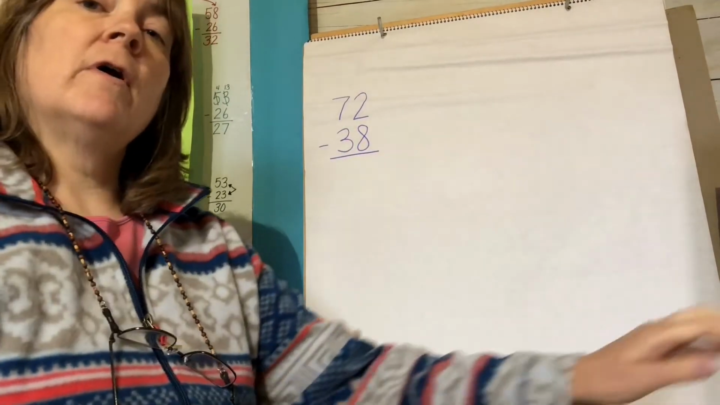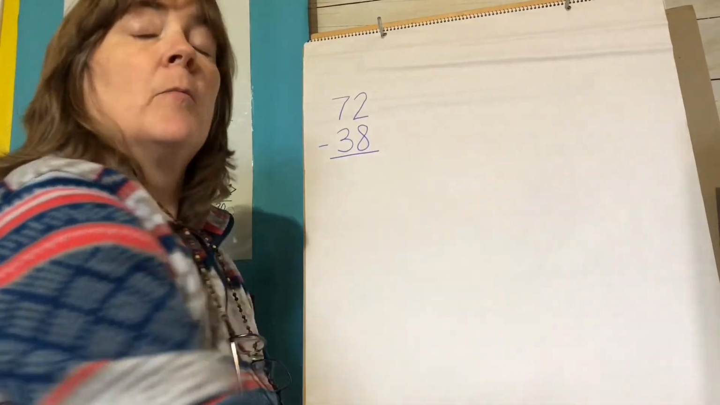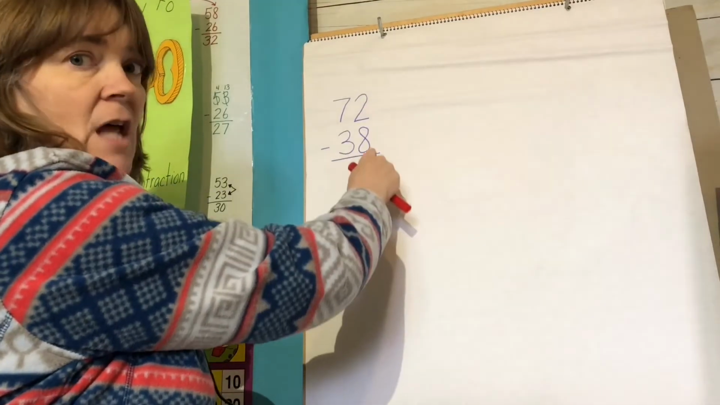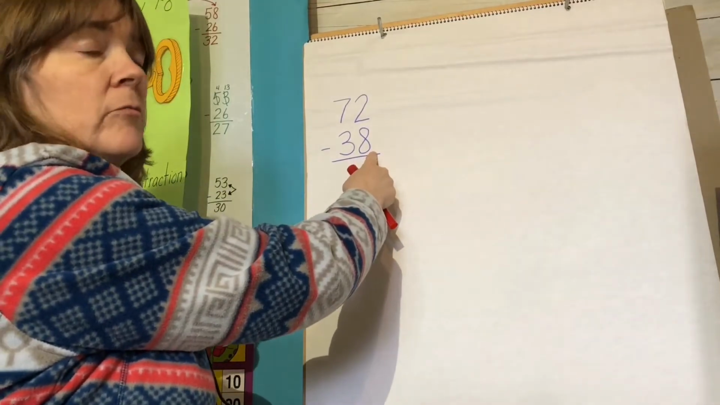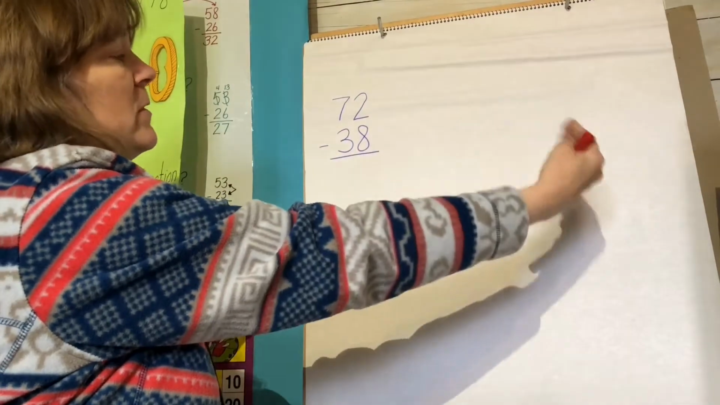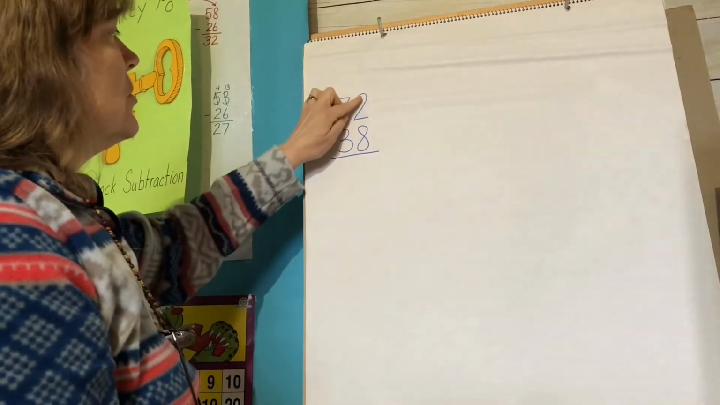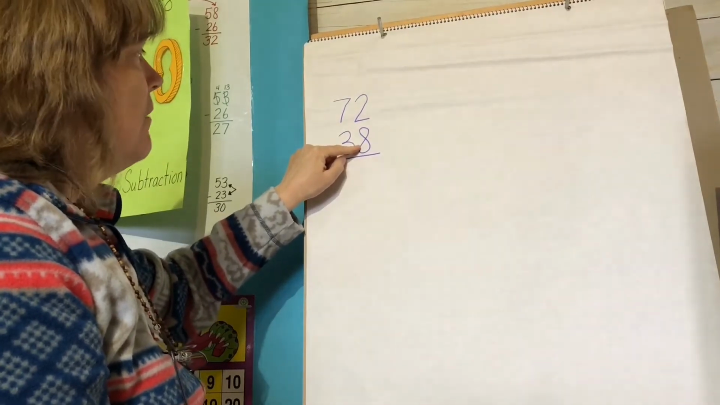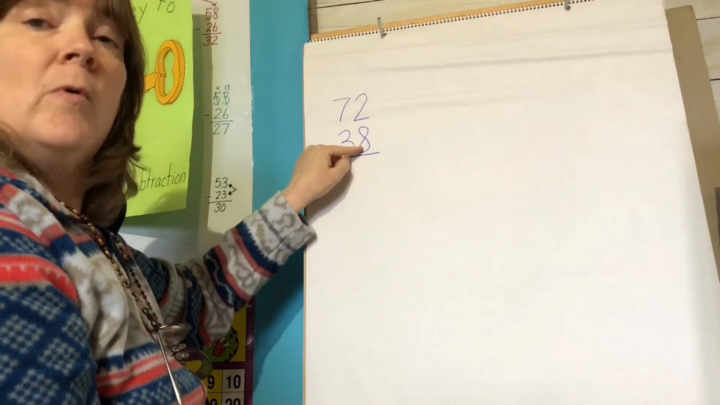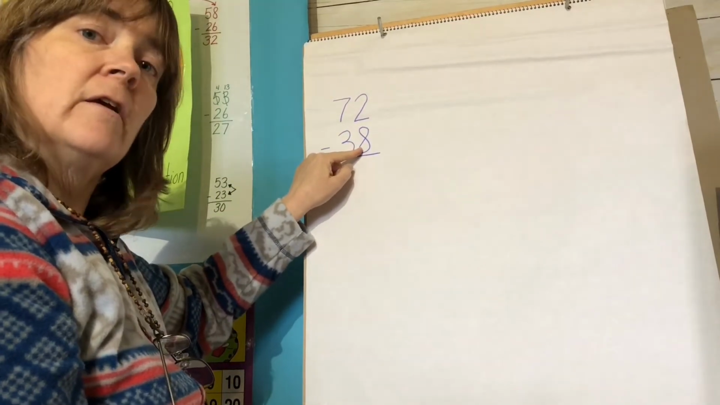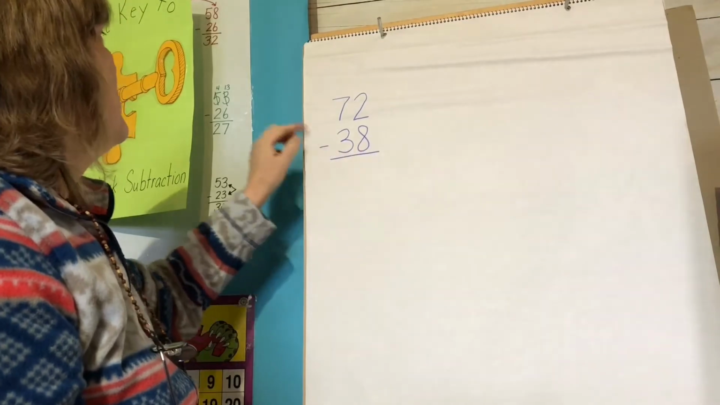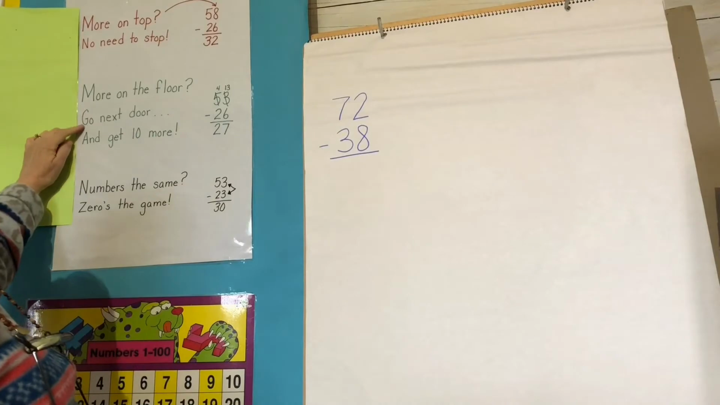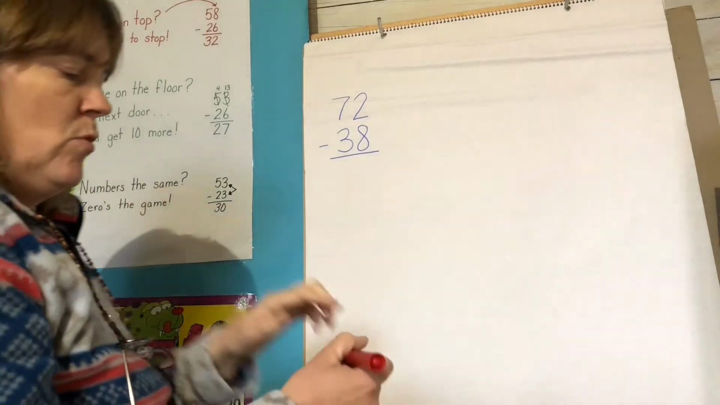And so, whenever I'm going to do a multi-digit subtraction problem, I know I'm always going to start on the right-hand side. It's the opposite of reading. On reading we start on the left, but on math we start on the right. And so I'm going to just look at the ones column. And when I look at the ones column, I'm going to ask myself, is there more on the top or more on the floor? What do you think? You're right, there's more on the floor. So I remember my poem. More on the floor, go next door and get 10 more.